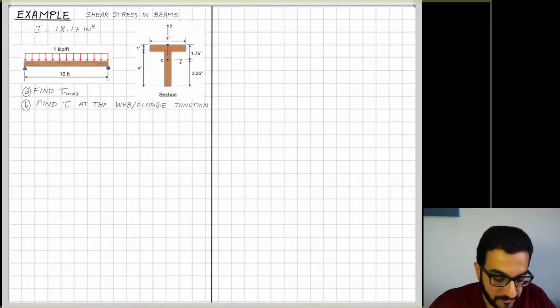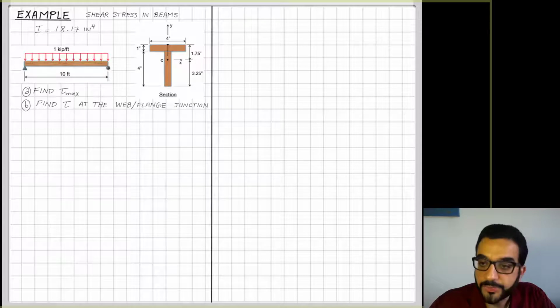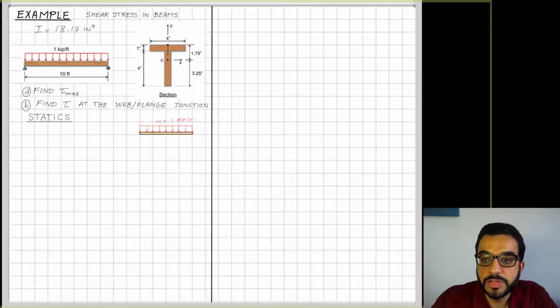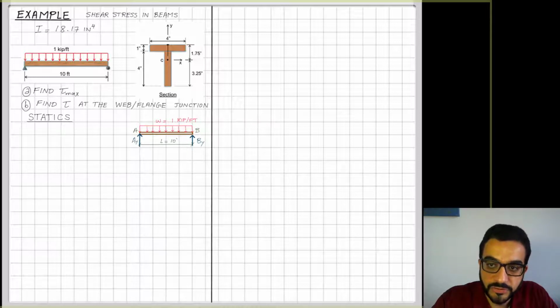So even if we're given here the section area properties, the centroid and the inertia, I still need to do statics to figure out the maximum shear force, because shear stress here is happening from shear force. Need to analyze the critical section in terms of shear forces. So it's a simple equilibrium problem here.